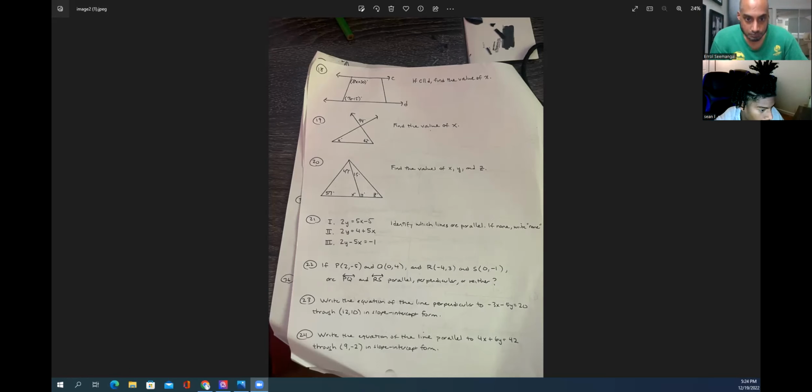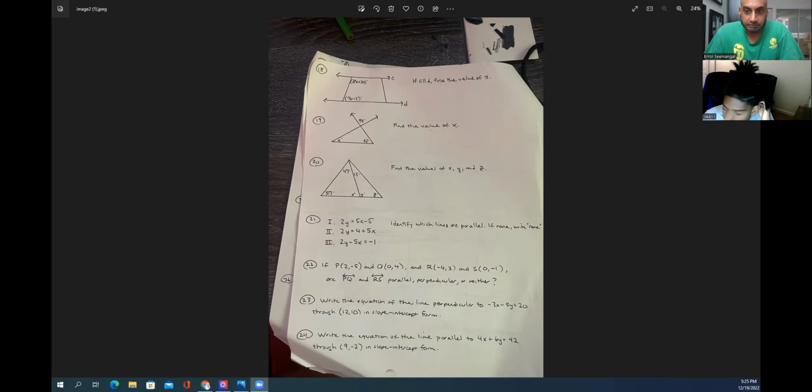Write the equation of the line perpendicular to 3x minus 5y equals 20 through (12, 10) in slope intercept form. Okay, see this one right here, negative 3x minus 5y equals 20. We can find the slope on that, right? Once we find the slope, what's the slope of the line perpendicular to that going to be? The negative reciprocal of the slope of the first one. All right, let's find it. And it goes through that point.